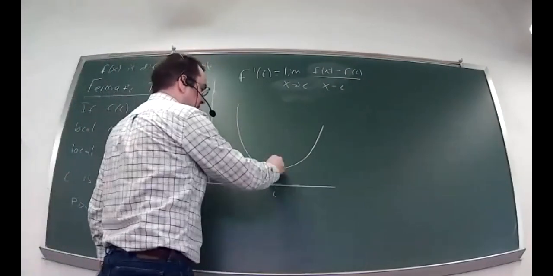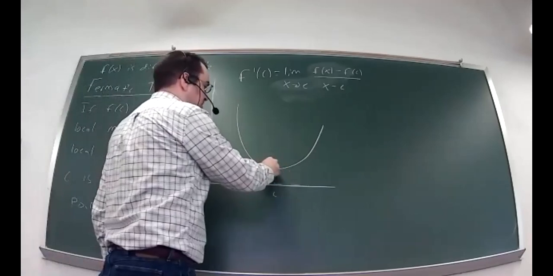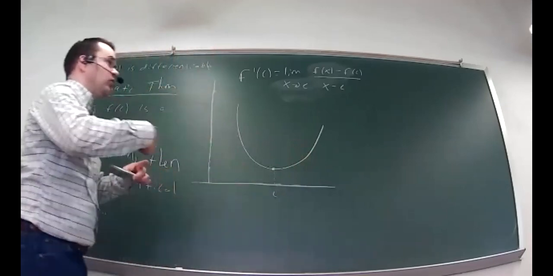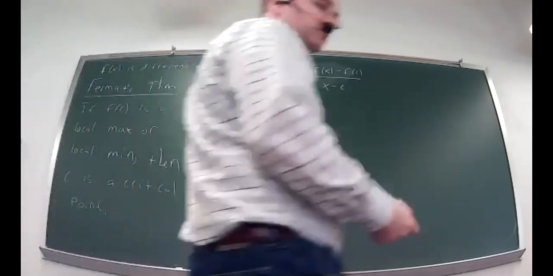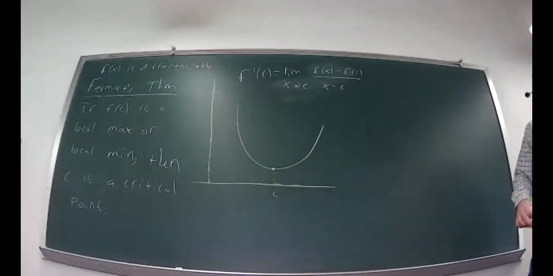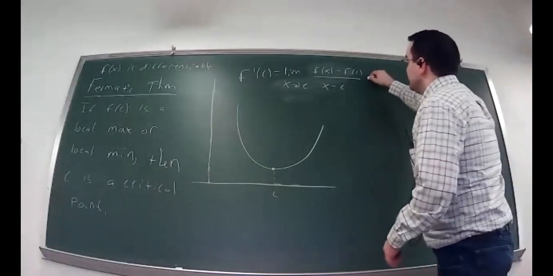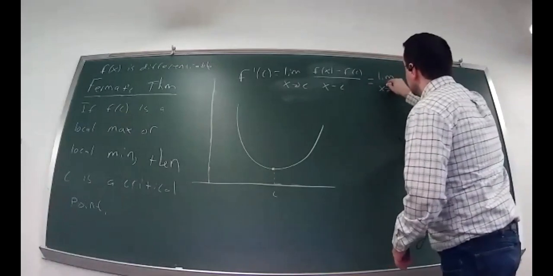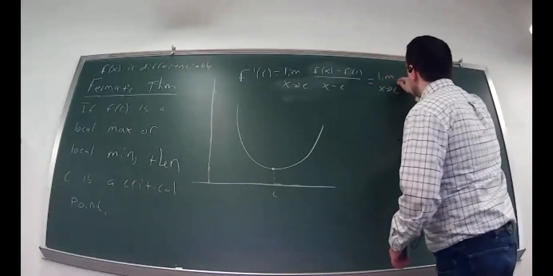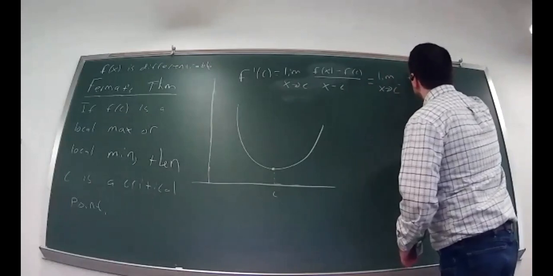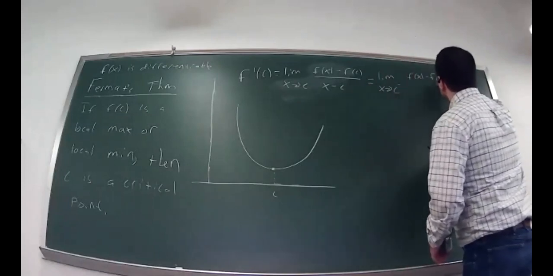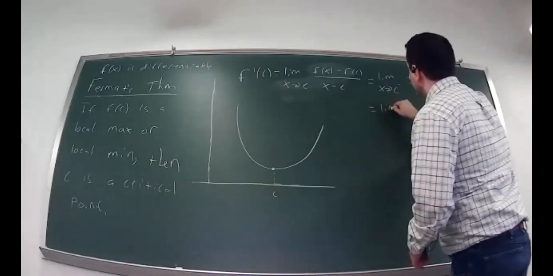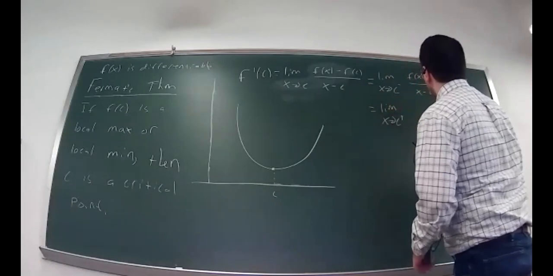So like the limit, for instance, as x goes to C from the left would have to be equal to the limit as x goes to C from the right in order for the limit to exist. Both sides have to agree. So that is to say, this would have to be equal to the limit as x goes to C from the left, which would have to be equal to the limit as x goes to C from the right.